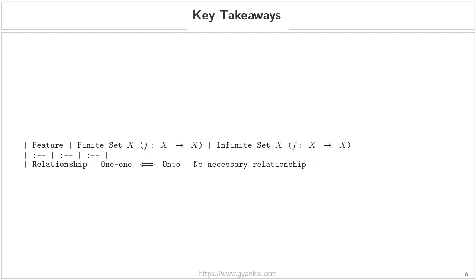For a function f from a finite set x to itself, there is a strict equivalence. The function is 1-1 if and only if it is onto. However, as we saw in our previous examples with natural numbers, this relationship completely disappears when the set x is infinite. There is simply no necessary link between the two properties.